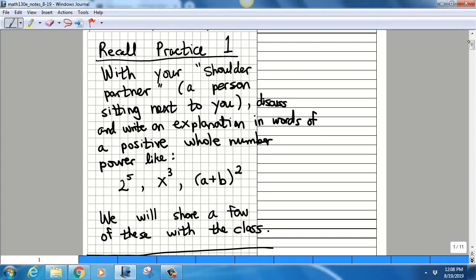We'll take a couple of minutes to do this, but you can talk about it with your partner now. You just want one explanation per group. So talk about it with your partner. What does that positive whole number power mean? What is that telling you to do? How does that work?